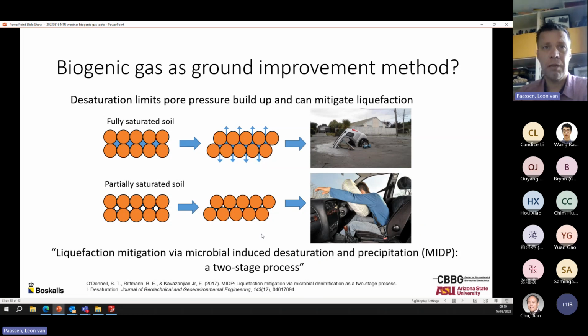So with that in mind, colleagues at Arizona State University, Kavazanjan and his students and other professors, pitched the process of microbial induced desaturation and precipitation as a two-stage process. So first, you would desaturate the soil.